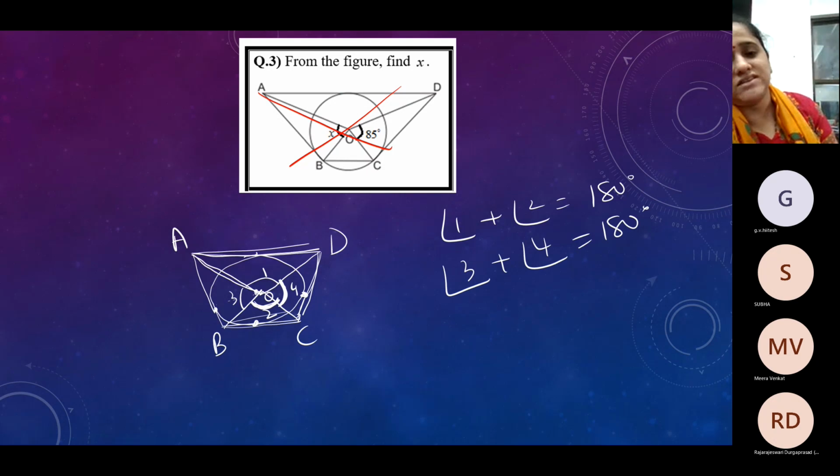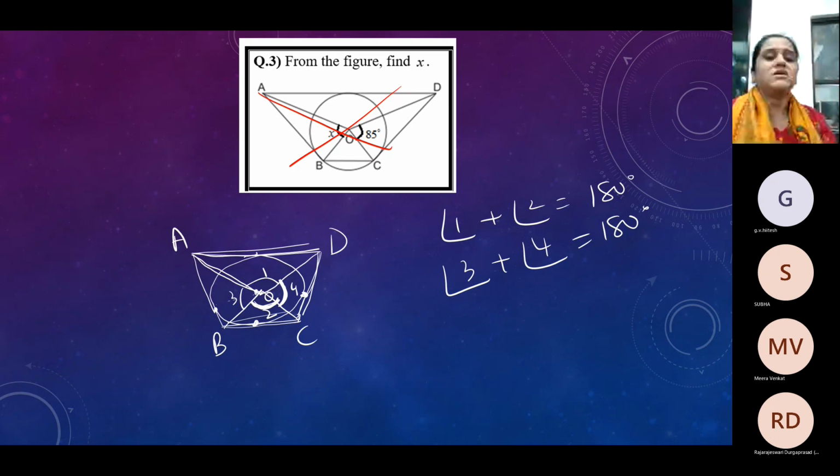NCERT, last exercise, last sum. This is the result you have proved. Angle 1 plus 2 is 180. Angle 3 plus 4 is 180. 1 and 2 are the angles subtended by the opposite sides of the quadrilateral at the center. 3 and 4 are also the angles subtended by the opposite sides AB and CD at the center. They are supplementary. 1 plus 2 is equal to 180. 3 plus 4 is equal to 180. Can we remember this result?